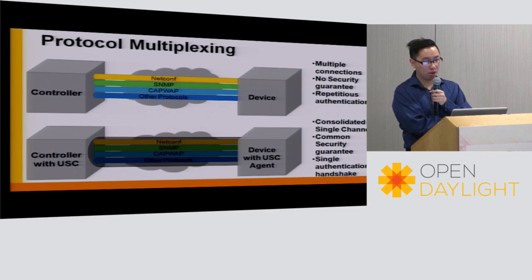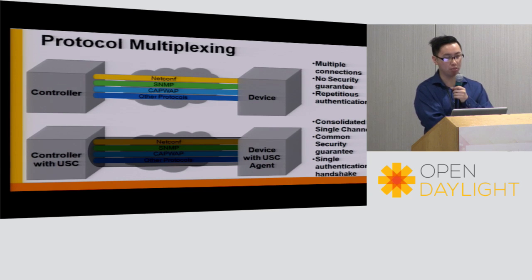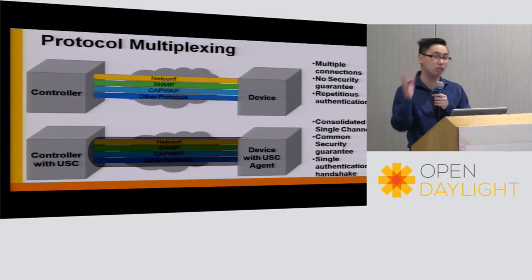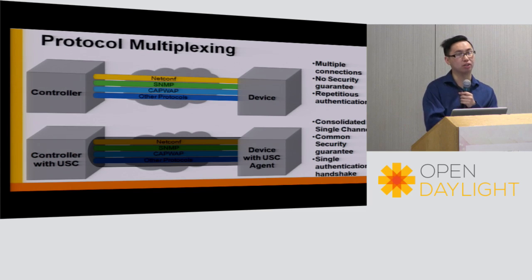So the nice thing about having a unified channel with protocol multiplexing is that you can have a common security guarantee across that channel, because that channel we've already done asymmetric authentication with using certificates. And you would only have to do that single authentication handshake once and be able to guarantee that any traffic going between the device and the controller would be secure.